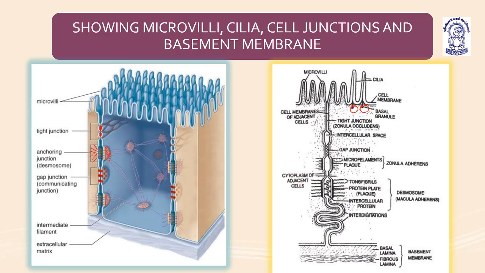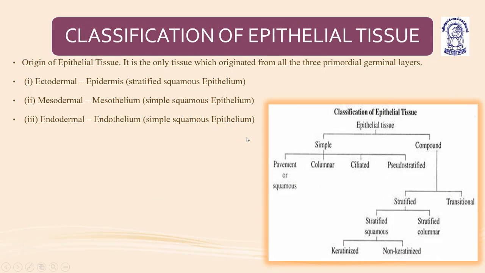Now coming to the next, epithelial tissue classification. The classification of epithelial tissue is basically done on the basis of origin of epithelium from the three primordial germ layers. According to the three germinal layers, they give rise to different types of epithelium, and that is why they are classified in this way.